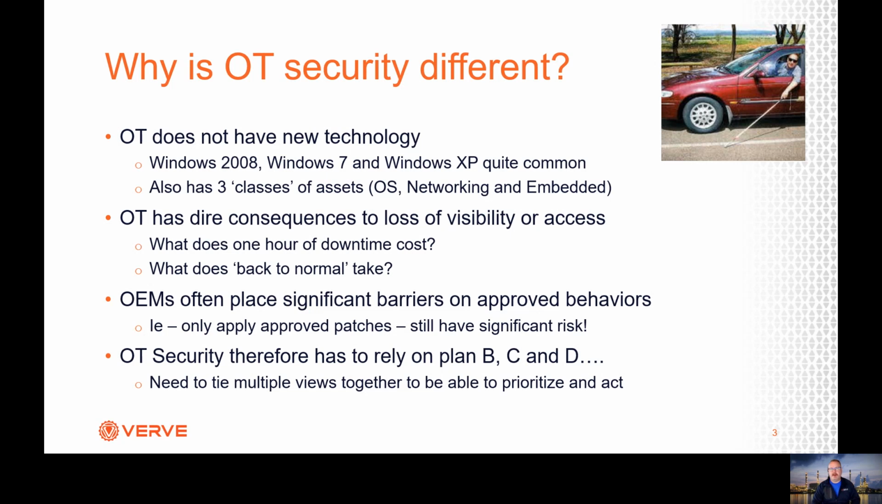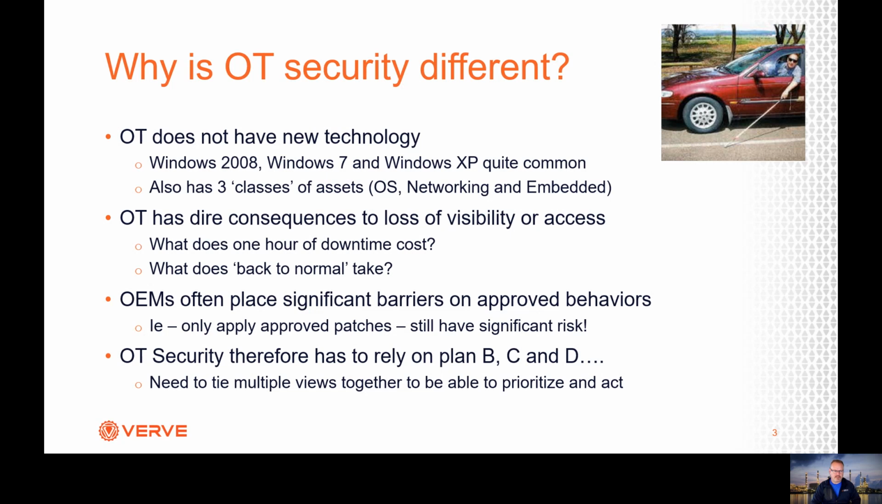Third, OEMs often place significant barriers on approved behaviors. This is changing rapidly. But the vendors are in the untenable position of needing to support and warranty your equipment, and so they get a little bit territorial about what's on their systems because they're being held accountable. There are ways for all three organizations, mine, yours, and the OEM, to work together, and we're seeing more and more collaboration, which is great, but we still have some obstacles to overcome.